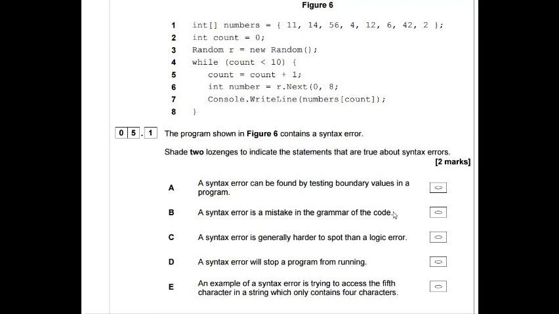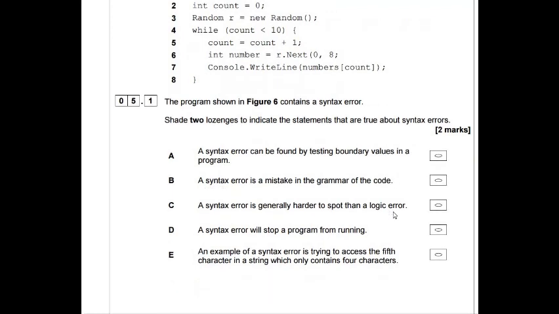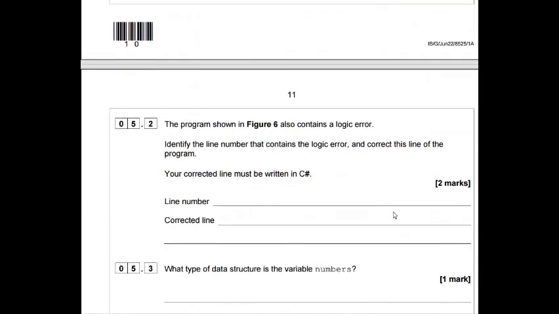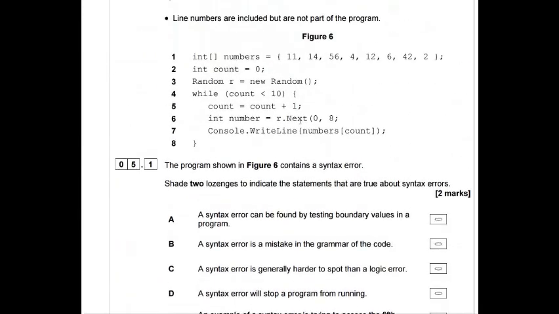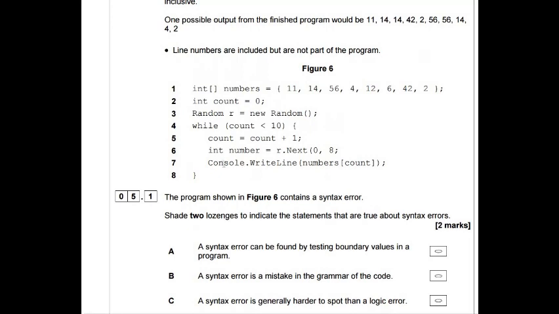Okay. So we will need to remember this algorithm because the next part of the question will go into it more. The program in that figure contains a logic error. So we have to identify the line number that contains a logic error and correct this line. You get 1 mark for saying the line number and another mark for saying a corrected line. If we have a look back up here, it's actually line 7 where there's an error.